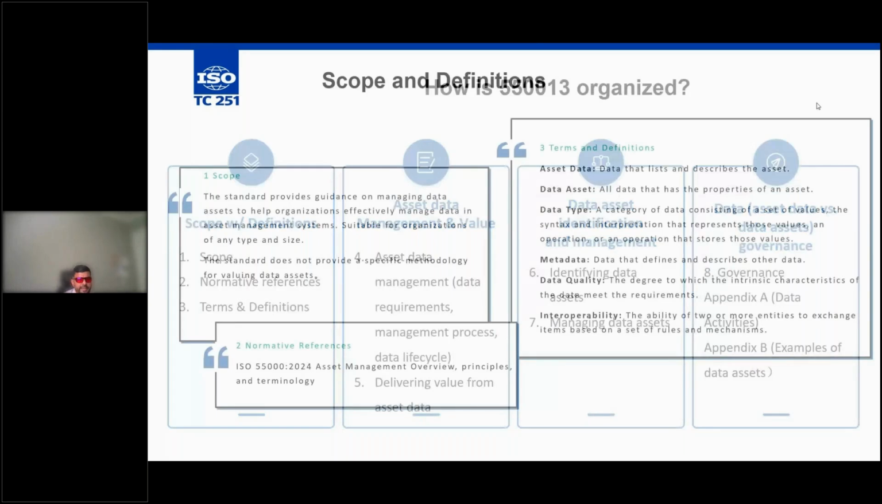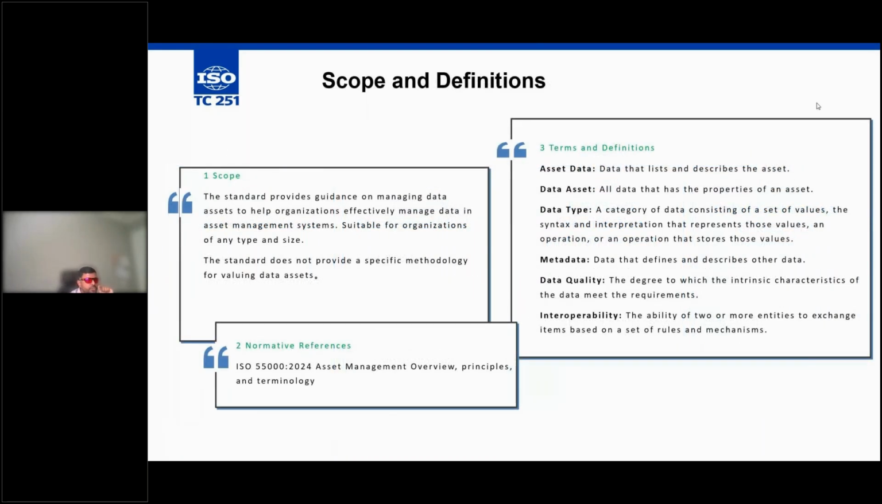So in the next few slides, I will briefly touch on each of those clauses. There are 8 clauses in total, and we won't get into the details of each and every clause, but I'd like to hit some very high points on each of the clauses, and then we can probably take questions. So the first one is scope.